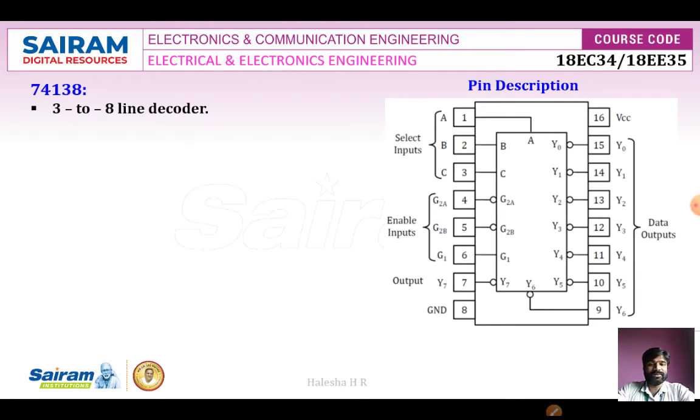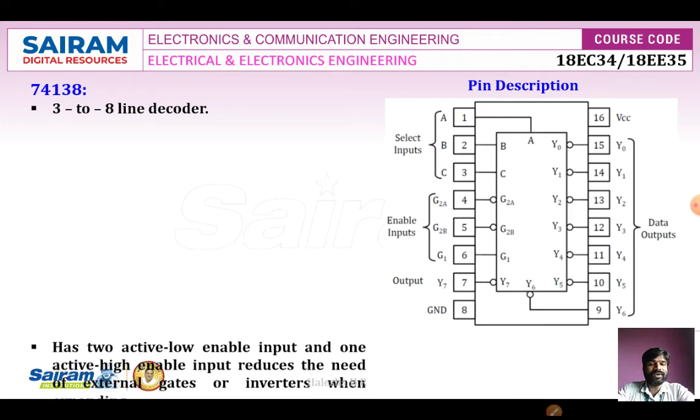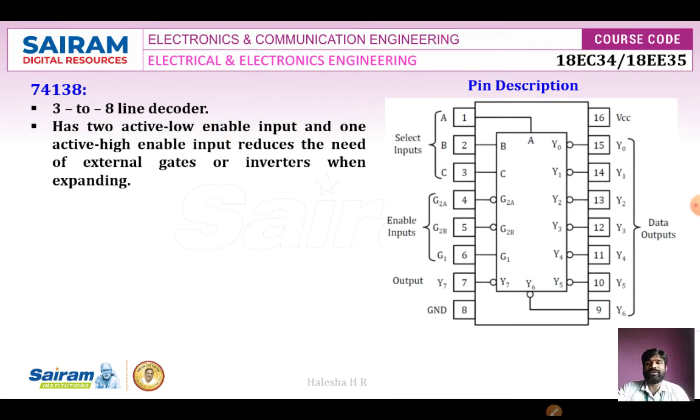And observe the pin diagram, it has 3 enable inputs. 2 are active low, that is G2A and G2B, and G1 is an active high enable input. So it has 2 active low enable inputs and 1 active high enable input. These inputs reduce the need for external gates or inverters when expanding. That means when we construct a larger decoder, it reduces external gates.